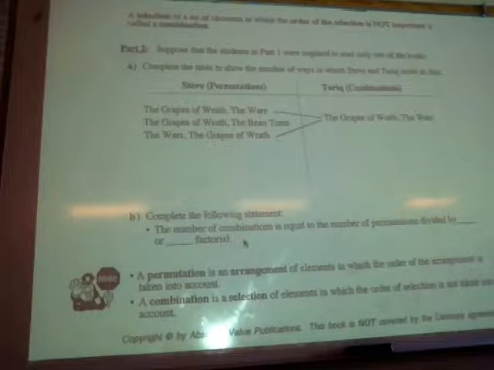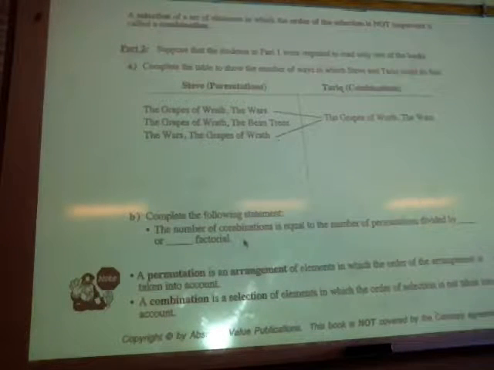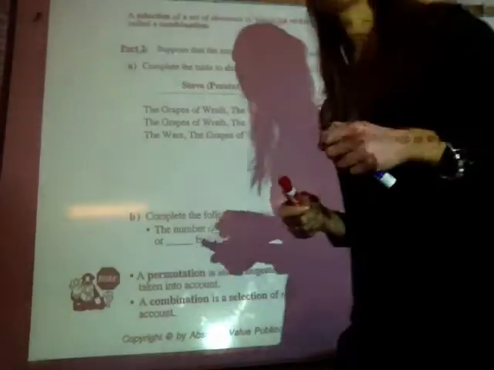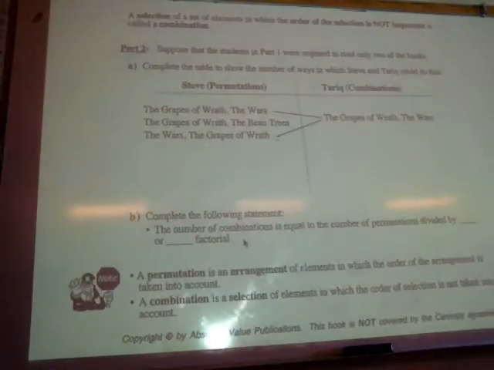Alright, part 2. Suppose that the students in part 1 were required to read only 2 of the books. Okay, there's still 3 selections. Complete the table to show the number of ways in which Steve and Tariq could do this. Okay, this is a bit time consuming and I hope you guys don't do this on a test. It's pretty much like a tree diagram.